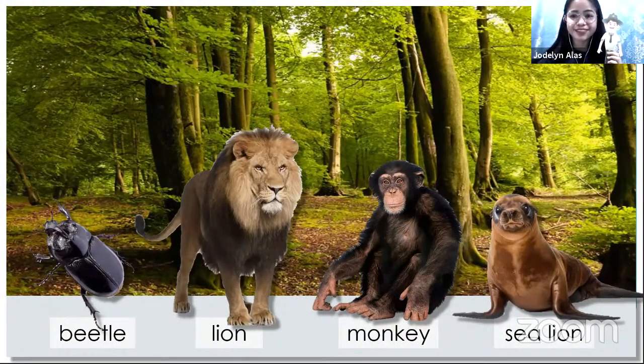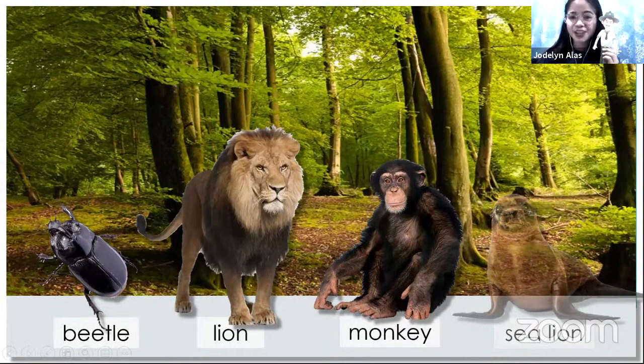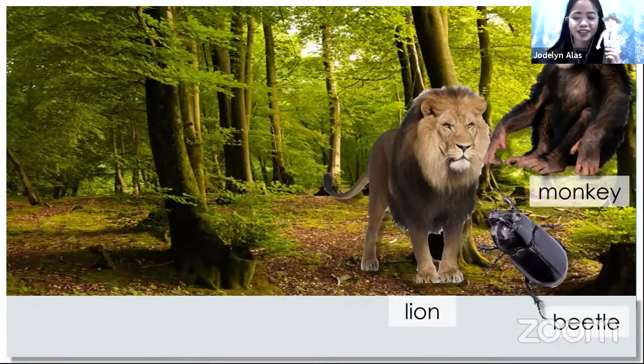I choose beetle, lion, and monkey. Okay, not the sea lion. Not the sea lion, ma'am. Okay, thank you. Now, what do you think is this habitat wherein beetle, lion, and monkey as your choices should survive in? What habitat do you think is this? Okay, Riza, what habitat do you think is this? Land or terrestrial? Terrestrial or land? Very good. More specifically, anak, this is called a forest habitat.